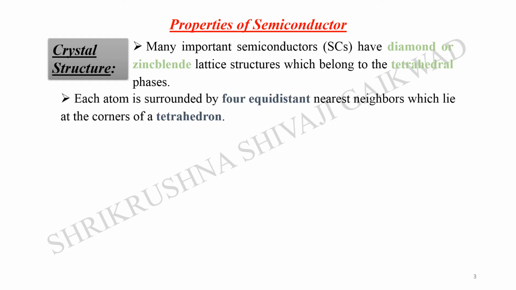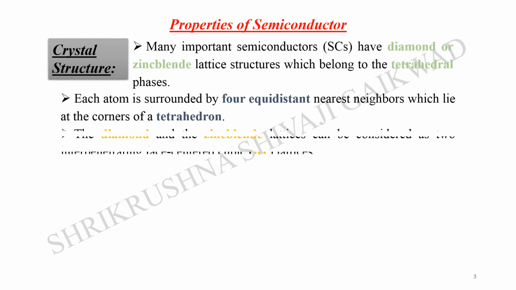Okay, so now each atom is surrounded by four equidistant nearest neighbors which lie at the corners of the tetrahedron. So what is the tetrahedron phase here? Each atom is surrounded by four equidistant nearest neighbors which lie at the corners of the tetrahedron. Okay.